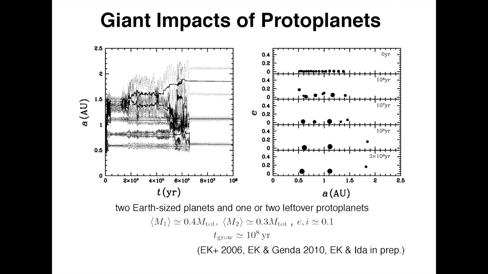And these are some basic simulations, similar but different runs from the animations we have seen. By doing many simulations of this kind, we derived some scaling laws about the terrestrial planets. For example, the masses of the largest and second largest planets have this relation to the total mass of the embryos. And mean orbital eccentricities and inclinations are 0.1, which is higher than the solar system's terrestrial planets. And the growth time scale is about 10^8 years.